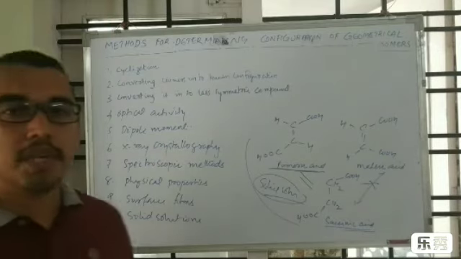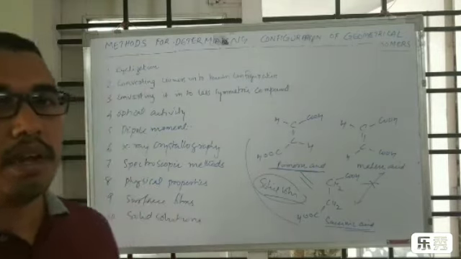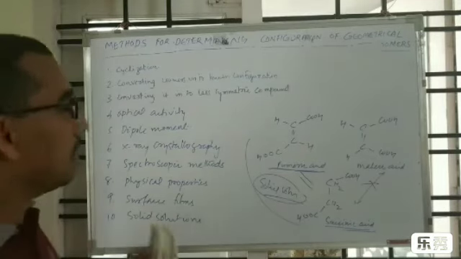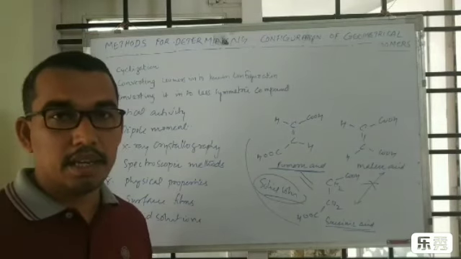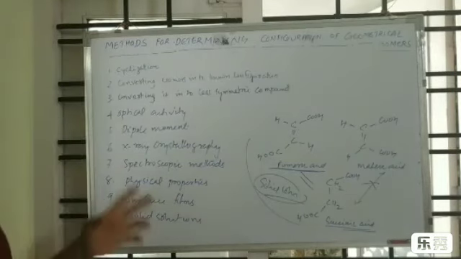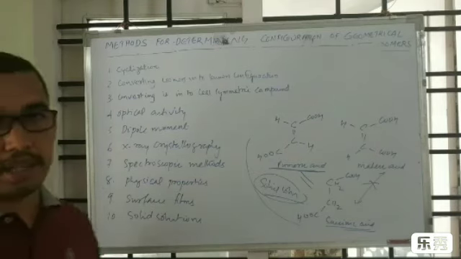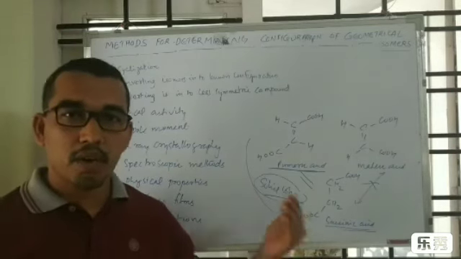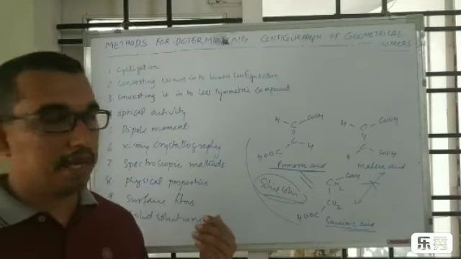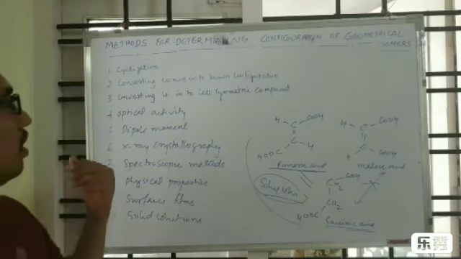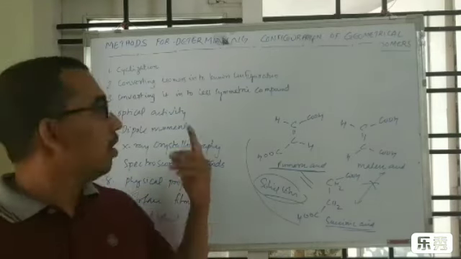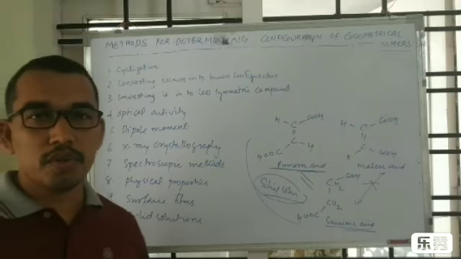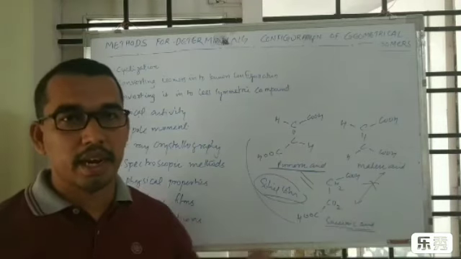These are some methods of determining configuration of geometrical isomers. I will discuss once again. See, first one is the method of cyclization. In the method of cyclization, we have to remember that intramolecular reactions occur between groups closer to each other. Then by converting isomers into a known configuration, we will assume the configuration of product is similar to the configuration of the reacting material or starting material. Then by converting the isomer into a less symmetrical compound, cis isomer will produce more number of geometrical isomers than trans isomer.